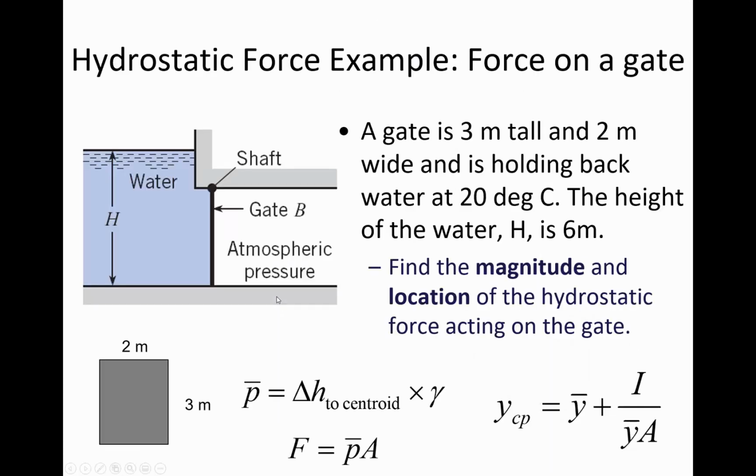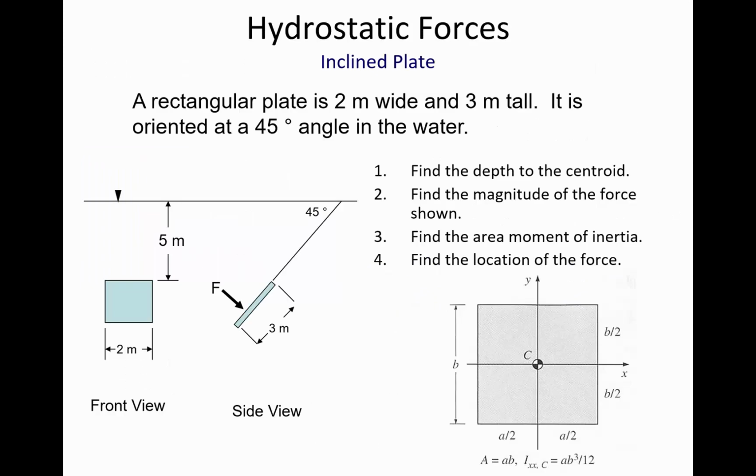Is that the same dimensions as this last one? Yeah. So it's that same 2 by 3 gate, but now this time it's at an angle. It's 5 meters vertically from the water surface down to the top edge. And let's go through the same steps: find the depth of the centroid, the magnitude of the force, the area moment of inertia, and the location of the force.